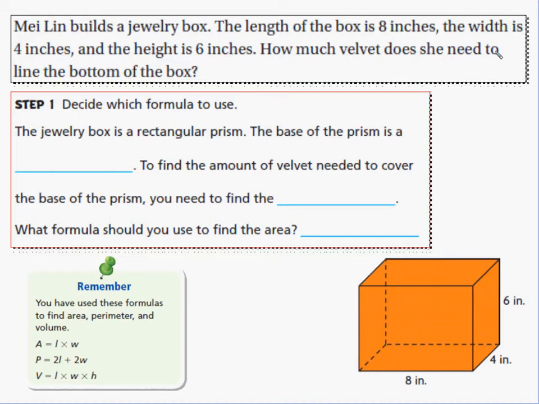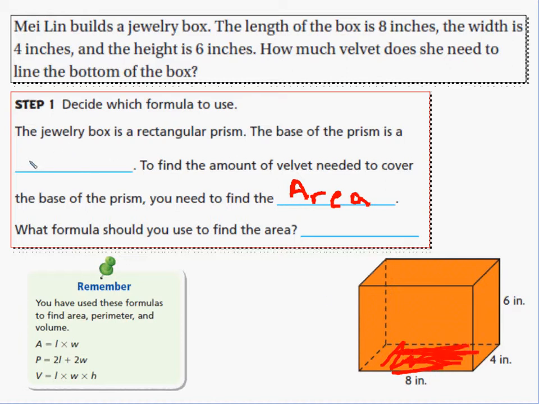The question is, how much velvet does she need to line the bottom of the box? So she's putting a piece of velvet on the bottom of the box. That means she's just covering the bottom with some cloth. She's not filling the whole thing up, and she's not putting something around the edges. So we're actually finding the area of the bottom of the box, because that is where the velvet is going. It's going right here.